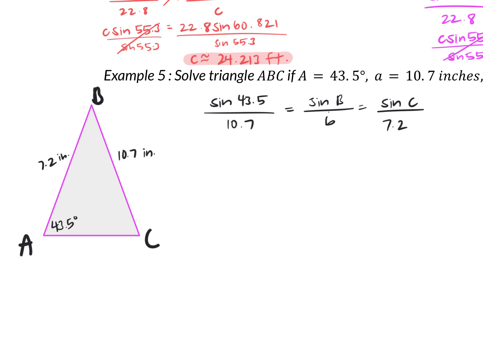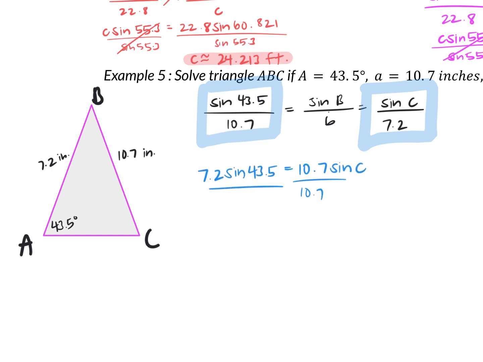Okay, which variable can I solve for first? Yeah, C, right? So I'm going to set my first fraction and my last fraction equal to each other. When I do that and I cross multiply, I get 7.2 sine of 43.5, and that's going to equal 10.7 times sine of C. And now how do I get sine of C by itself? Divide by 10.7.